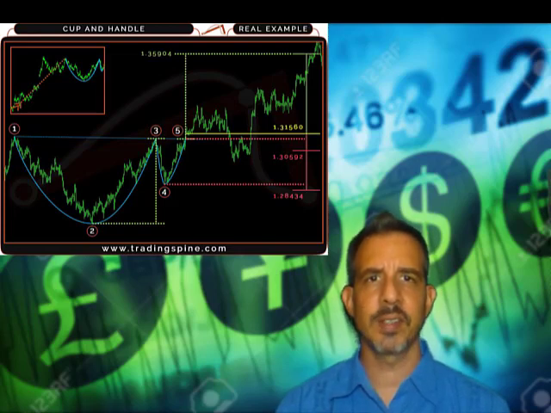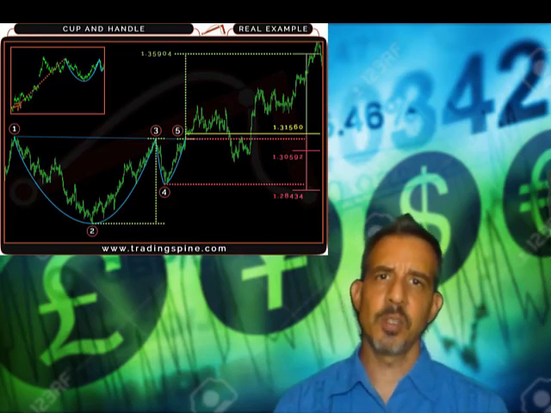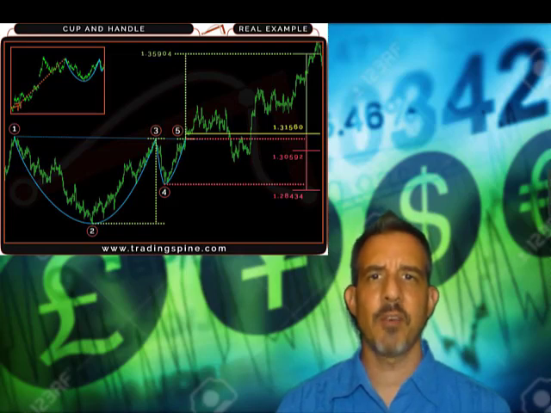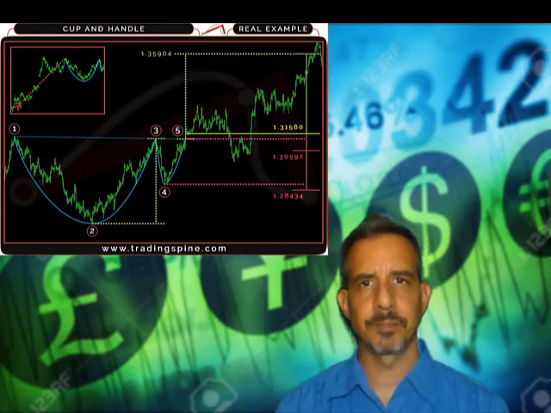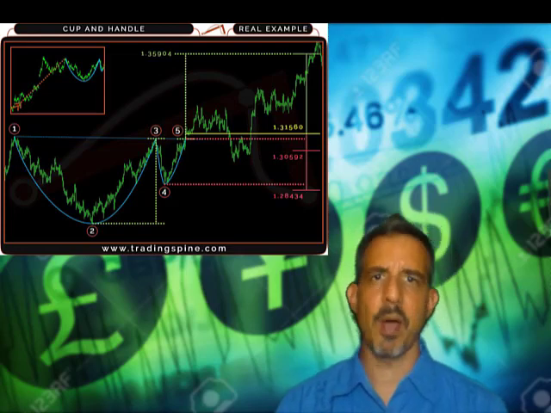Cup and handle surface can be skewed. Volume usually decreases as the pattern is being formed and increases when breaking the surface or retesting the breaking rate. This pattern is commonly found at long-term time frames. Let's talk about trading the pattern.